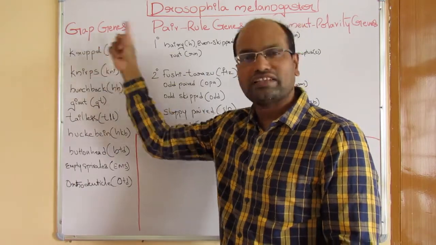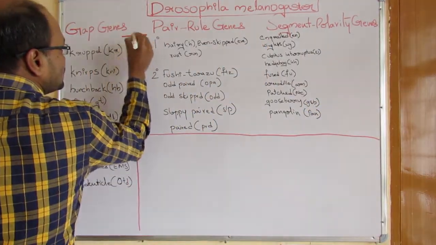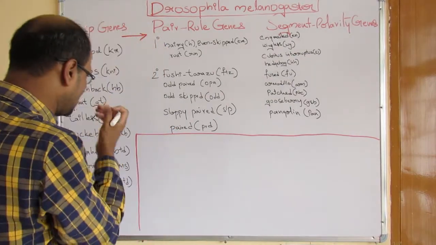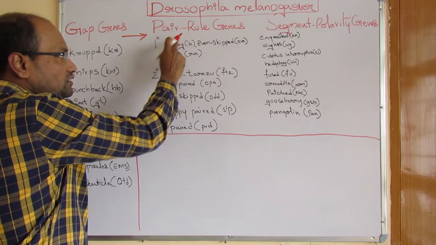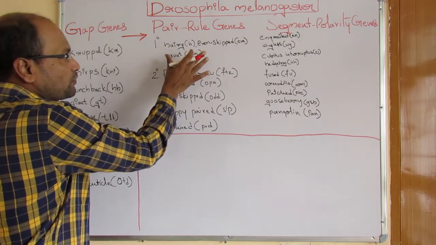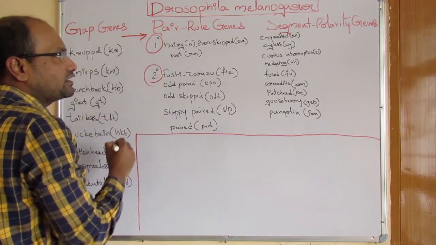So gap genes will express the pair-rule genes. Different concentrations and different combinations of these gap genes will be expressing the pair-rule genes. So in pair-rule you will have primary and secondary pair-rule genes.